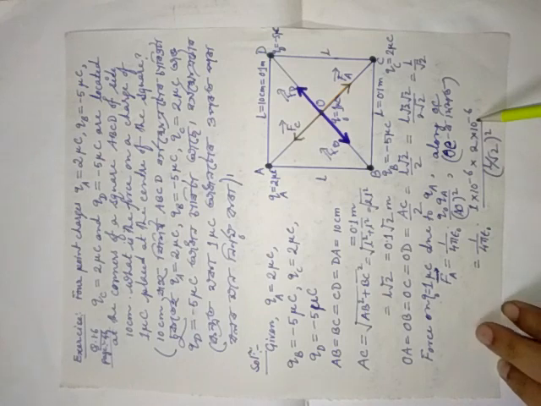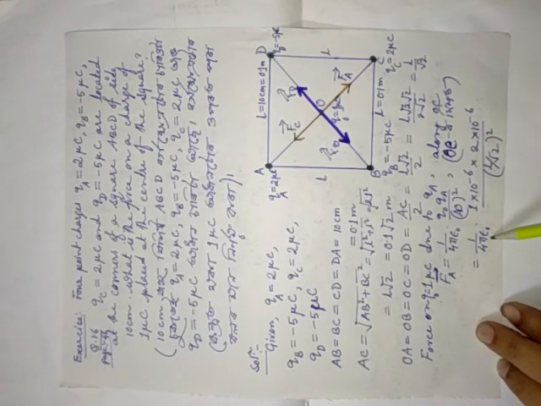10 to the power minus 12, and 2 into 1 2, and 1 by 4 pi epsilon naught means 9 into 10 to the power 9, and L by root 2 whole square means what? L square, and root 2 square means 2, it will come above. See here, 2 into 9 into 10 to the power 9. This is the calculation. And L means what?